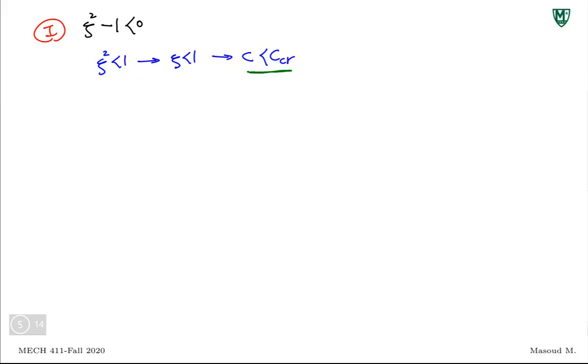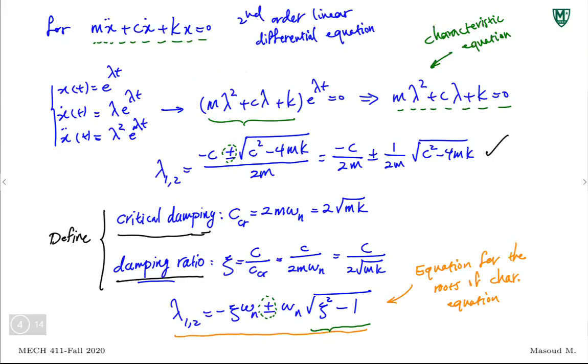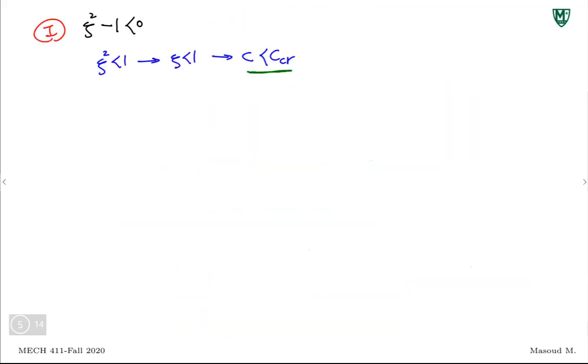Sorry, let's go back to the previous slide so I can talk about that. C critical is 2 m omega n, or 2 square root of m k. As long as you know the stiffness and mass, you get the critical damping value. So if the damping for the system is smaller than critical damping, we are in case 1, and that's why we call this underdamped. Right? Underdamped system. Sometimes they just put them together.